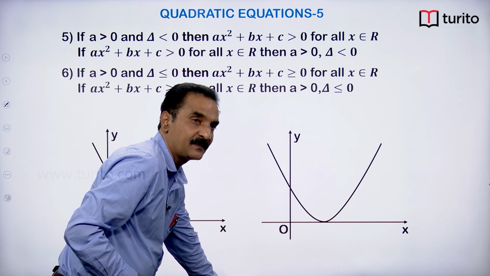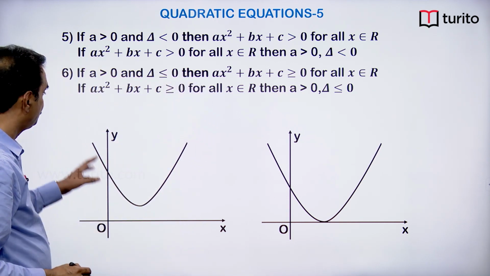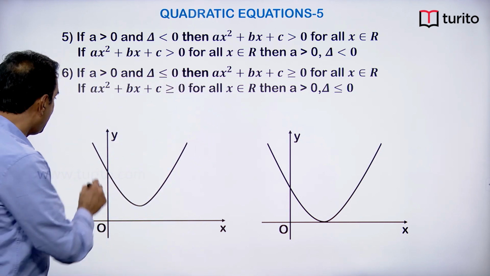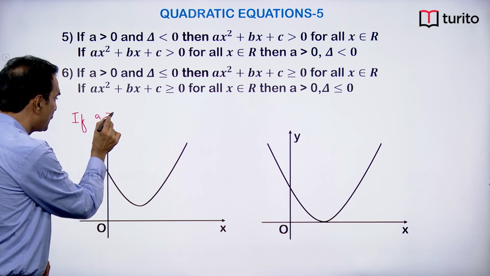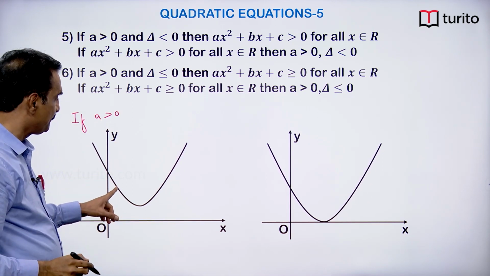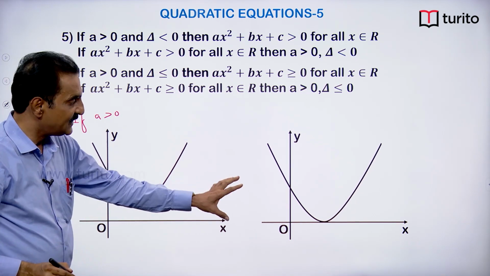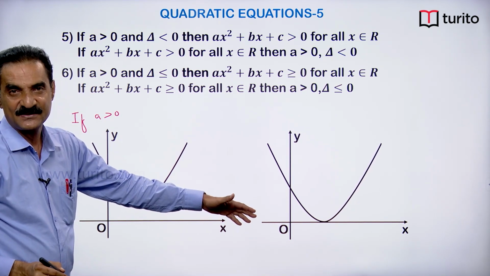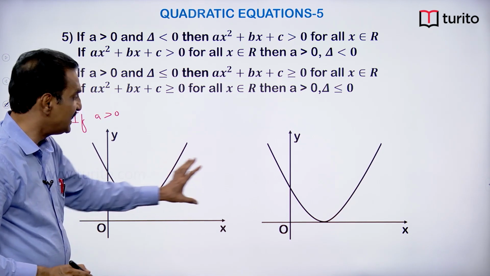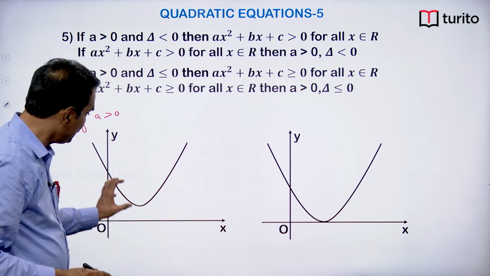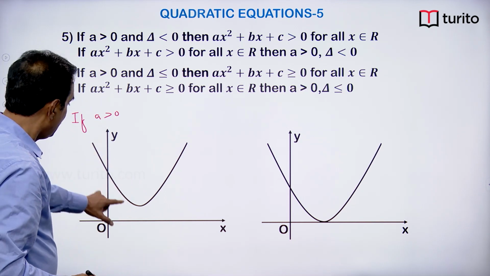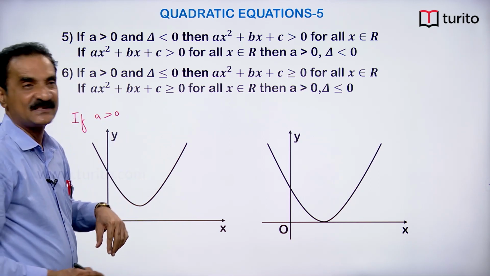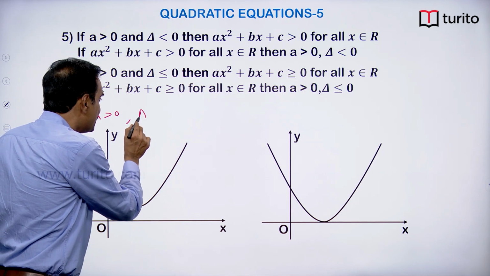Again, observe the graphs. If a is greater than 0, the graph will be like this, or it may intersect the x-axis. I am considering these two cases. In these two cases, if you take this case, the graph is completely above the x-axis, which means delta is negative.